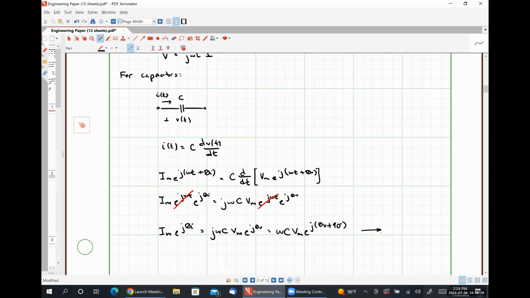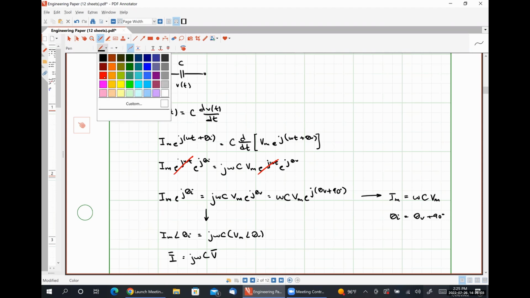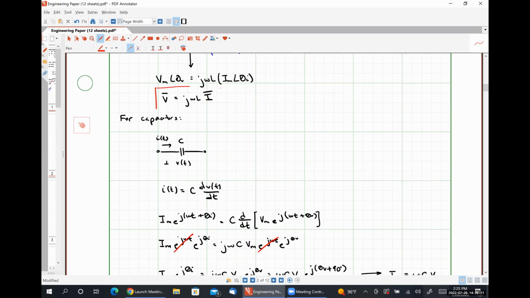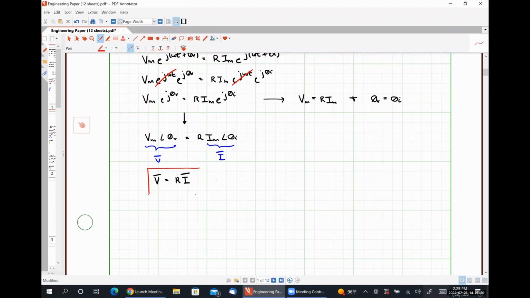From this representation, we observe that Im is equal to omega C times Vm, and theta I has to equal theta V plus 90 degrees. From this representation, we observe that Im angle theta I is equal to j omega C times Vm angle theta V, or I phasor is equal to j omega C times V phasor. So this is our current voltage relationship for capacitors. I'm going to put a box around this equation, this equation, and this equation, because we're going to revisit these in just a moment.